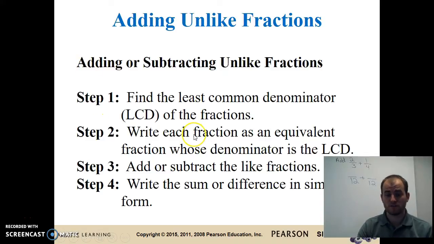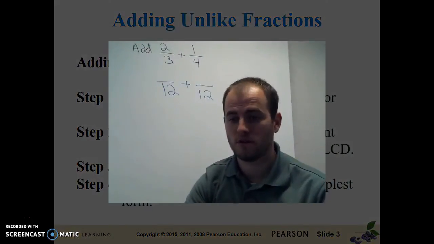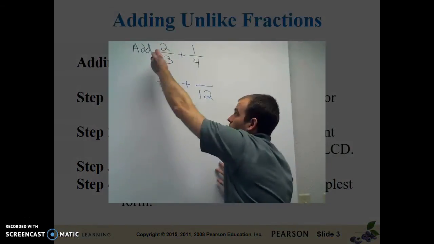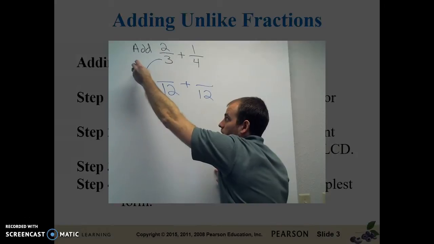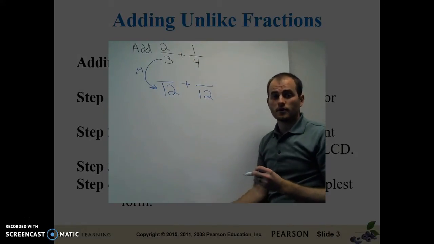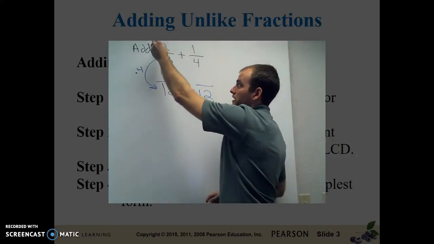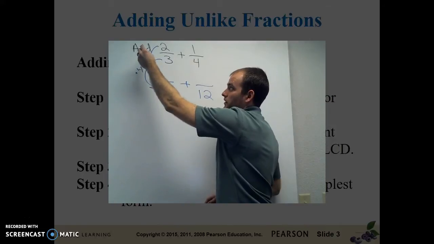Now we need to rewrite each of these fractions with their common denominator. This is what we did in the second half of section 4.4. Our denominator here was 3. We need to change that to 12. So to go from 3 to 12, we would need to multiply by 4. If we multiply the denominator by 4, we need to multiply the numerator by the same amount, by 4.